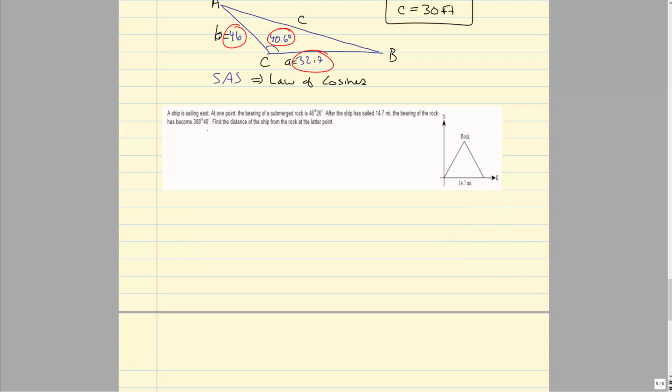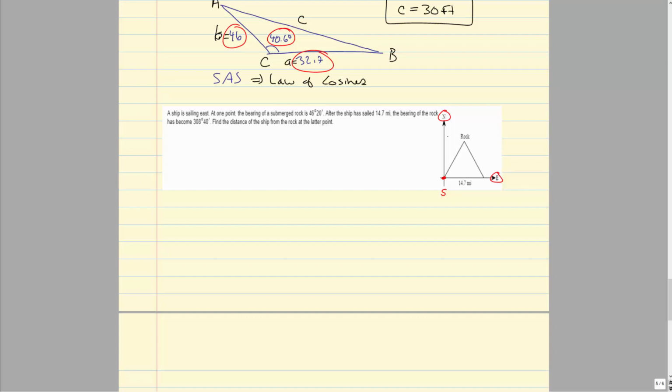Okay, we have a ship sailing east, so east is marked right here. North is straight up. Now south, of course, would be below the north. Now it says that at one point the bearing of a submerged rock is 46 degrees 20 minutes. So this is our first locate.